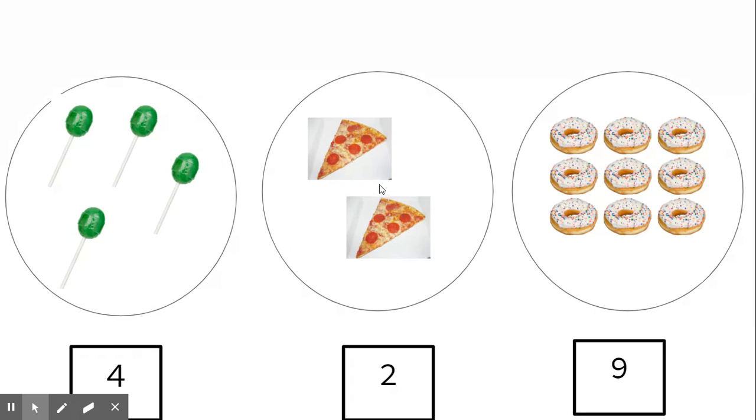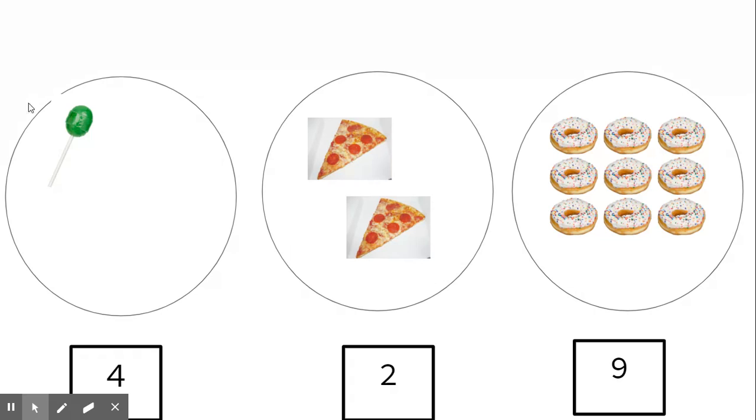It only has two pieces, okay? And it's not the lollipops because the lollipops are more than the pizza, okay? There are more lollipops than pizza, okay? Now, what if I do this? What if I take away three lollipops. Okay. Which group has the least now, meaning the smallest amount?